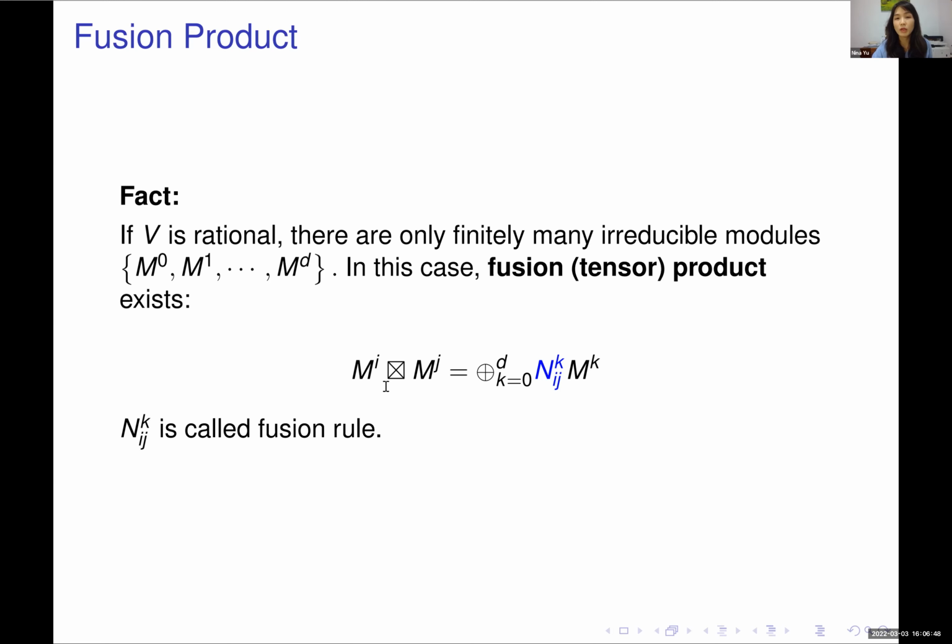So the fusion product, in its original definition, is given by the dimension of the intertwining space of a certain type. And this is the fusion product for the V-modules here. And in orbifold theory, if you know the tensor product of the V-modules, we want to see the relation between the tensor product of twisted modules and the tensor product of such V-modules.